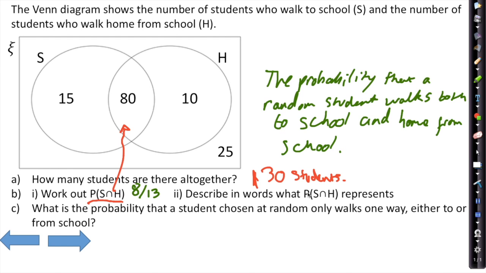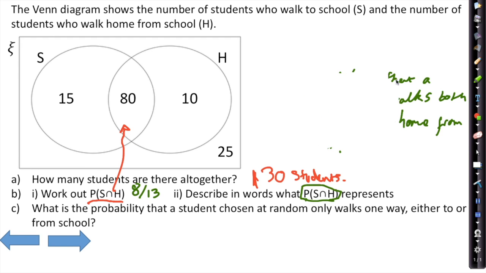The probability, which is the part which is usually missed out when answering this question. Most students will write student walks to school and from school, or student walks to school and home from school. But you need to put the P in. P is the probability. So it's the probability that a random student walks both to school and from school. Apologies for the handwriting, it's very hard to write on this thing. But yeah, that's what it would be.